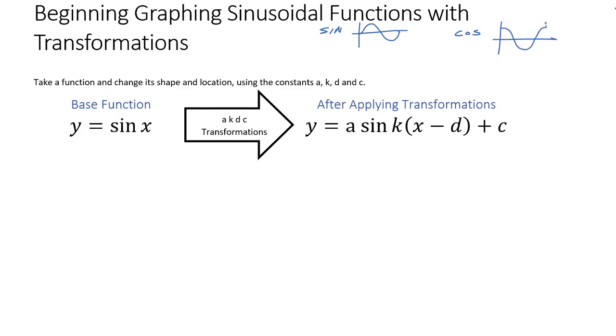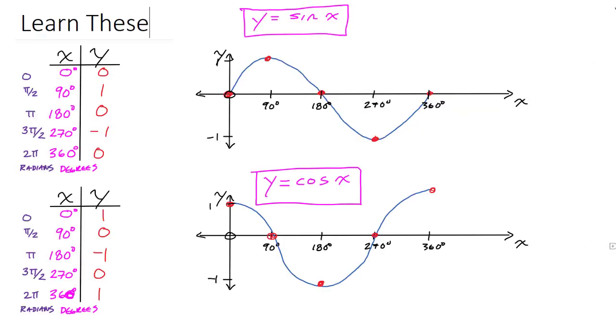So we really need to know those functions. In fact, before I move on, let me just go back and look at the ones you need to learn. Here they are. All right, so that's what we talked about at the end of our last lesson. We've got to know these graphs. These are the graphs we're going to do the transformations on. So we really need to know, if we're talking about degrees, at 0 degrees, y is 0, 90, 1, 180, 0, and so on and so forth, right?